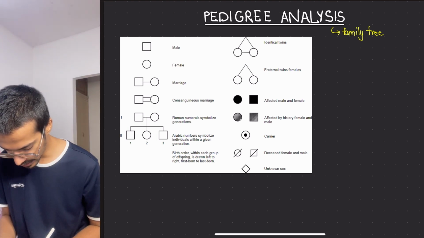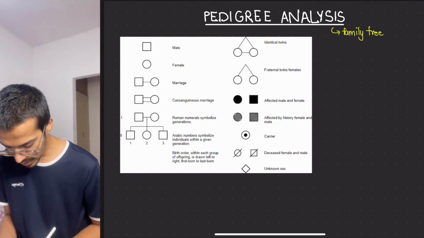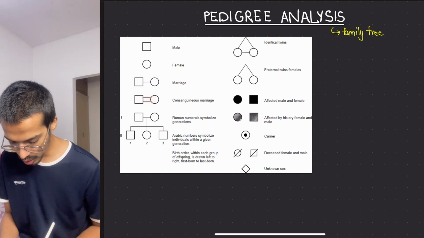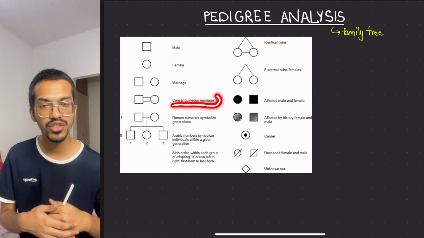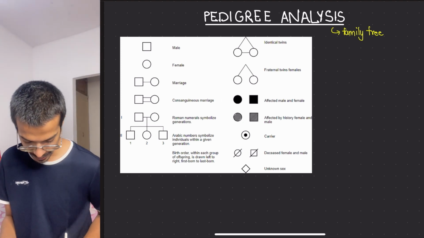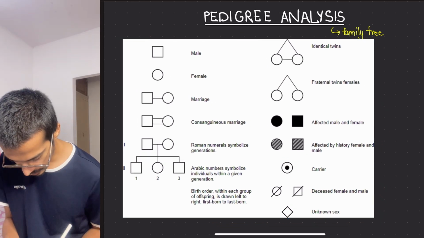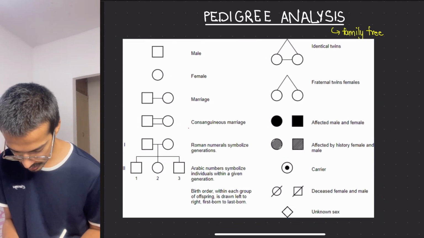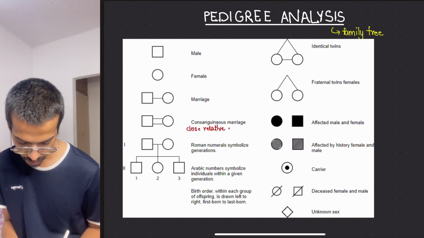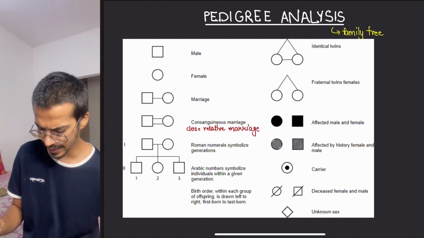Next comes one male and one female with a joining line, which means marriage taking place. Now if two lines are present, it means consanguineous marriage, which means marriage between close relatives. I'm going to make it a little bigger and write this fact: close relative marriage. It happens, and that has problems. We will learn it later.